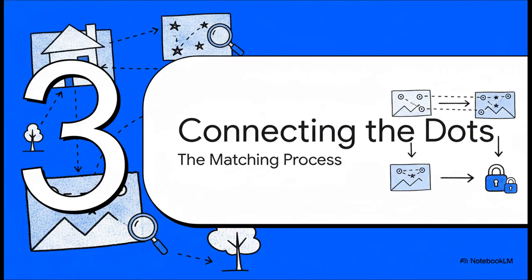Okay, so the computer finds all these unique points. Great, but how does that actually help it match two different images? Well, the whole process builds on this idea, one step at a time.